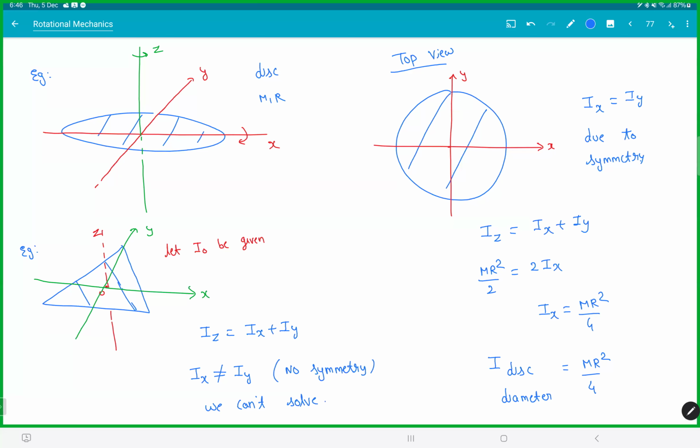Let's see a question. Yeah, the theme is that. So if you know about an axis and you want one parallel to the axis, use the parallel axis theorem. If you want about an axis perpendicular to the given axis or known axis, use the perpendicular axis theorem. Next one.